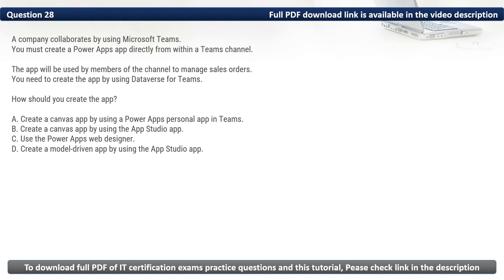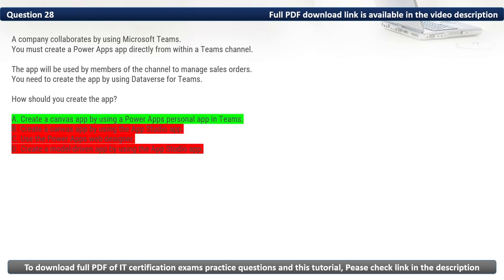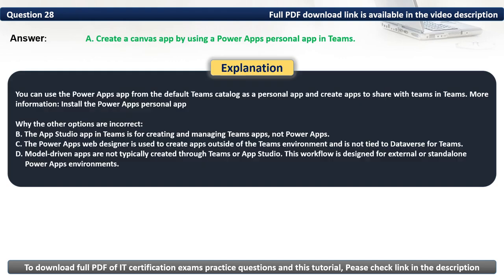As such, we should create a Canvas app by using the Power Apps personal app in Teams. Thus, the correct option is A. You can use the Power Apps app from the default Teams catalog as a personal app and create apps to share with teams in Teams. More information: install the Power Apps personal app.